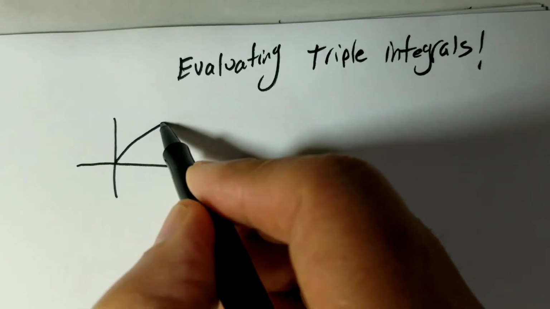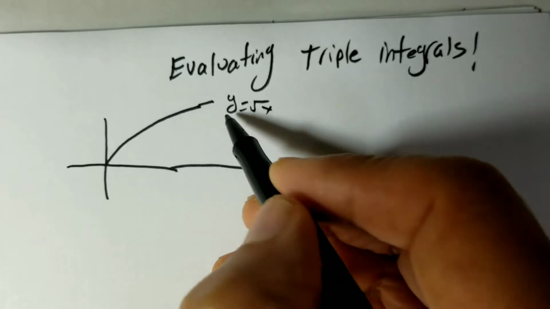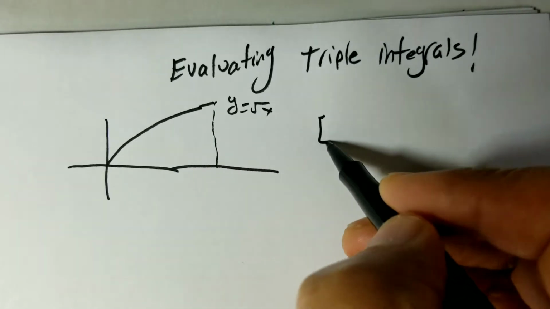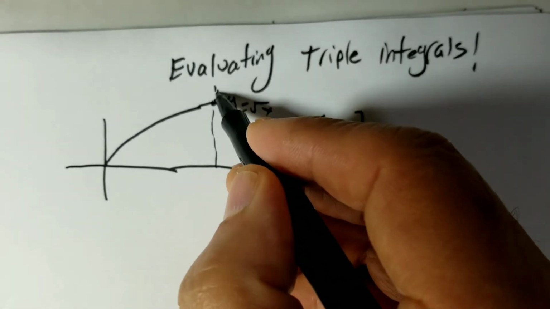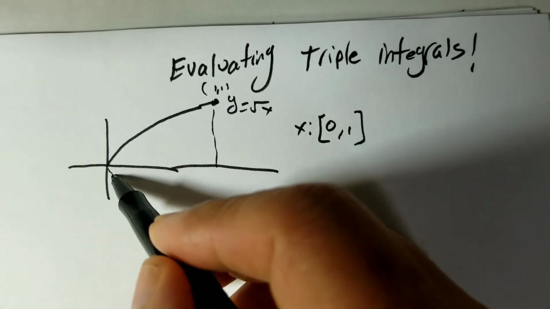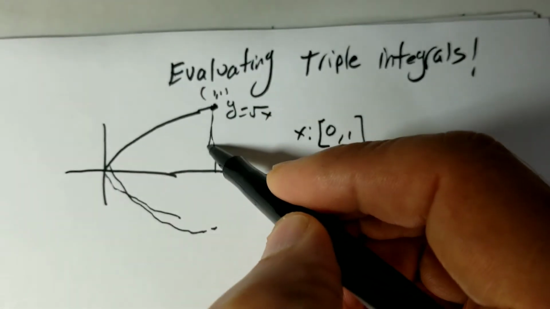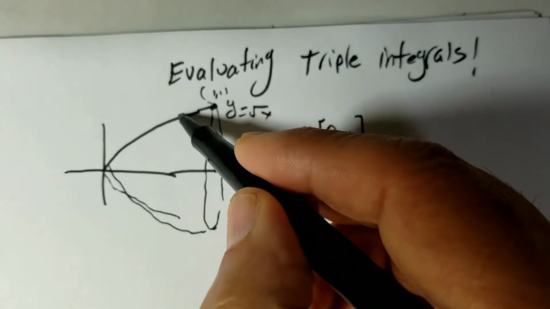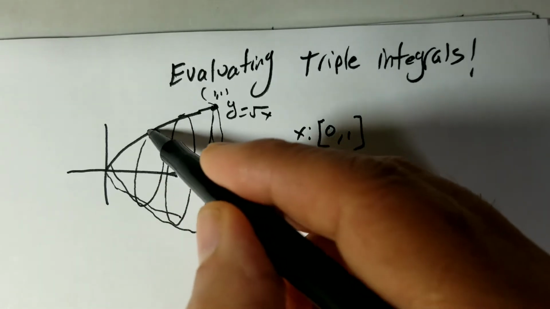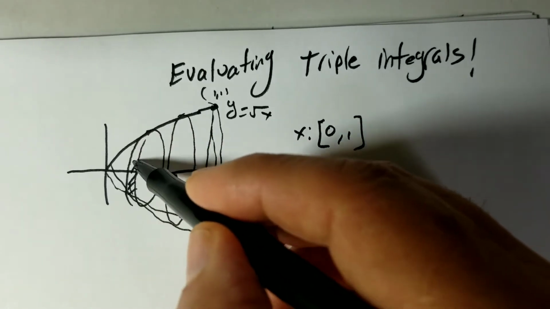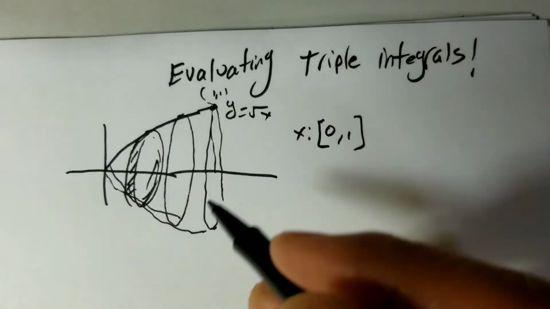If you remember, they gave you a function such as y equal to square root of x, and they give you the boundary that your x is from 0 to 1, and this is 1 and 1. And they said revolve this around the x-axis or the y-axis, then you create a solid of revolution. And you were asked to find the volume of that using the single integral.